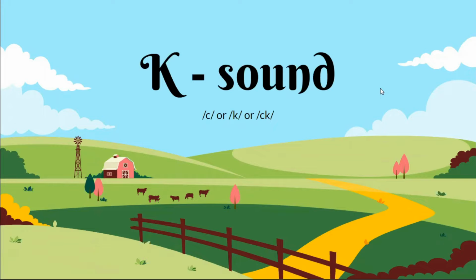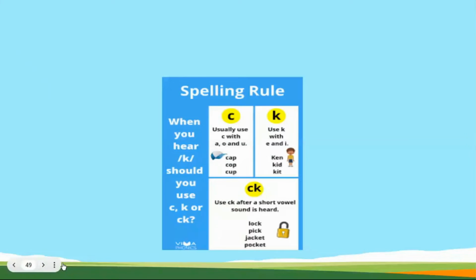K as in cat, k as in kite. These two letters have the same sound, but the letters are different. And at times, C and K come together at the end of a few words. Why is this happening? Let me explain the simple rule behind these sounds.